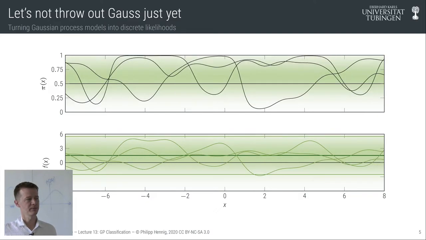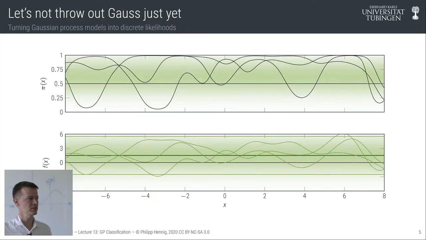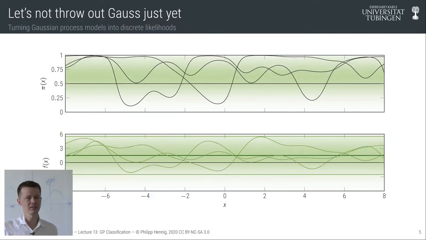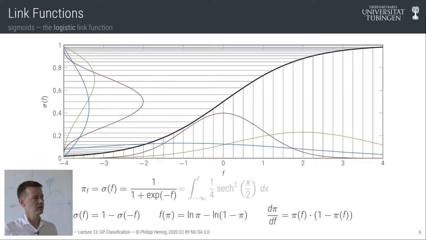How have I actually created this particular picture? Well, I've chosen a very specific kind of transformation from the real line to the simplex. These functions are also called link functions. Here I've chosen a transformation of the real valued function value f onto a probability pi, which is called sigma of f. It's a very popular function, the so-called sigmoid function, or also the logistic function, 1 over 1 plus e to the minus its argument.